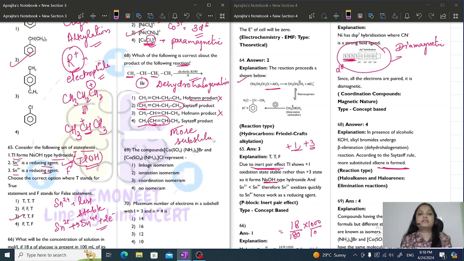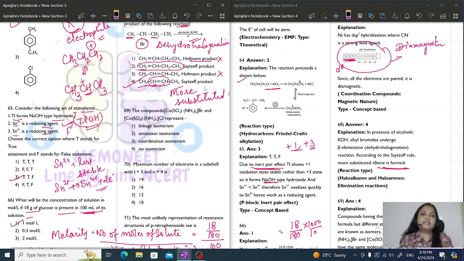So the fourth one is the right answer. It is formed. So yes, the answer is option number 4, because of the Zaitsev rule.